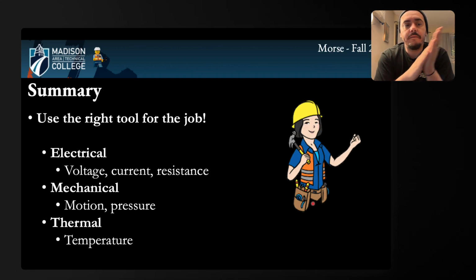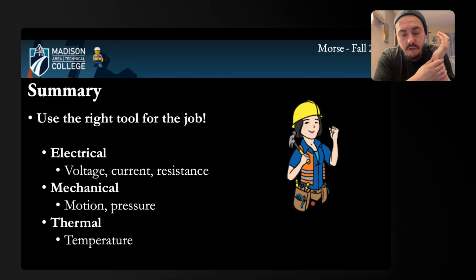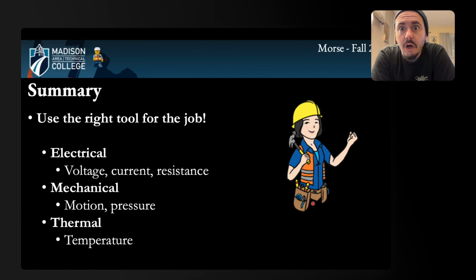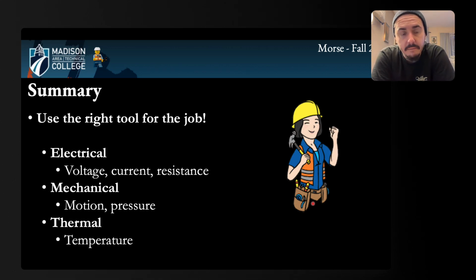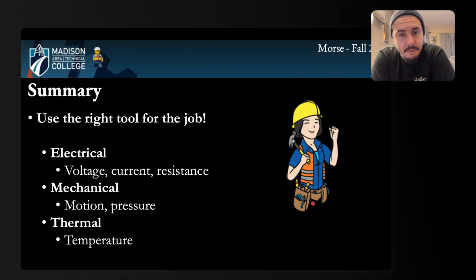All right, so just a summary of what we talked about today. So first and foremost, use the right tool for the job. So again, as troubleshooters, as engineers, our job is to discover and repair the root cause of whatever is failing. So in the discovery process, we need to take diagnostics, and we do that using the test equipment that we talked about today. For electrical components, we typically measure voltage, current, resistance. For mechanical components, we measure motion, pressure, and then we also measure the temperature of a system, because the temperature can give us a lot of information about the overall health of that system.